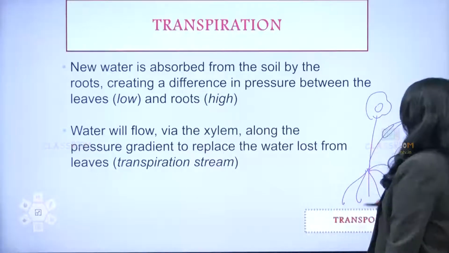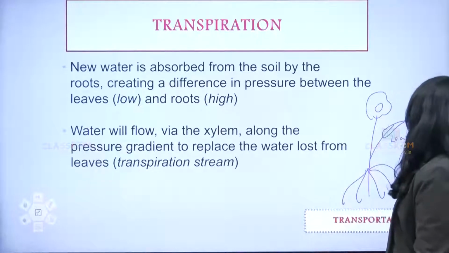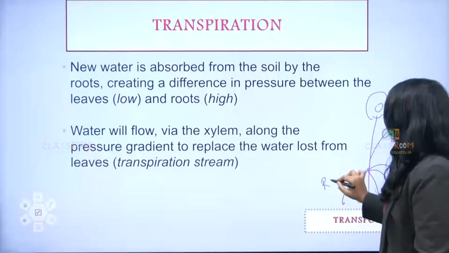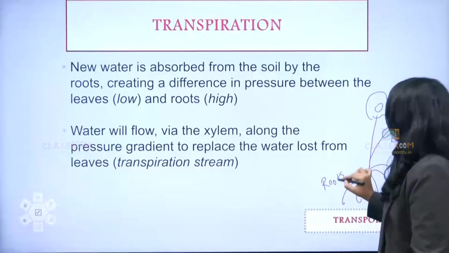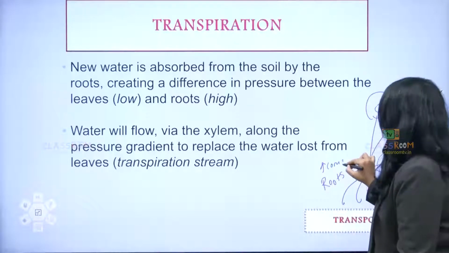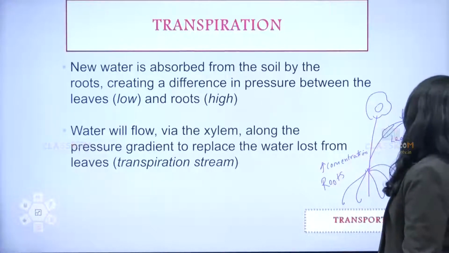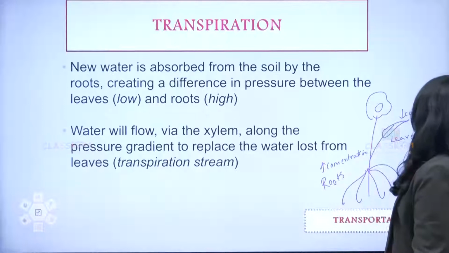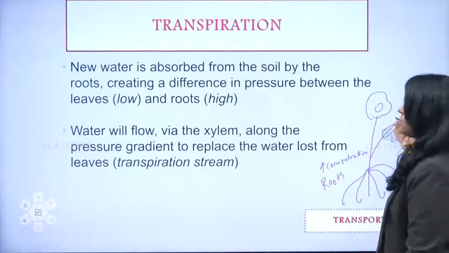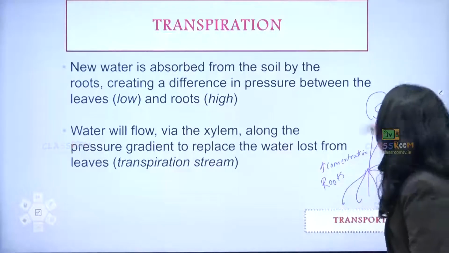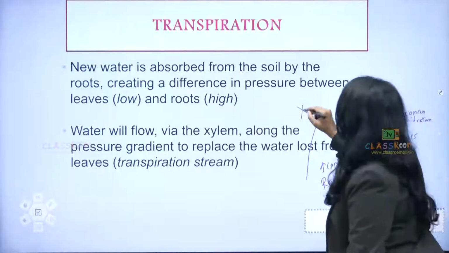Now what happens is, here water has evaporated, right? So these are the leaves, you all know. These are the roots. So here you have low concentration and here you have high concentration. Whenever there is a pressure difference, water will flow through xylem. Now the water is going to move up only through xylem.